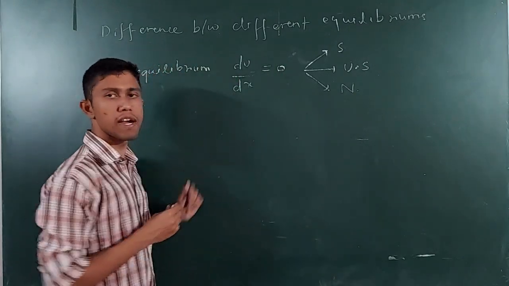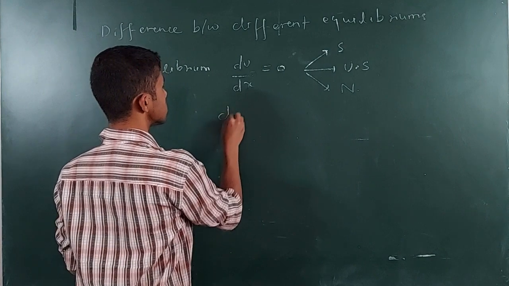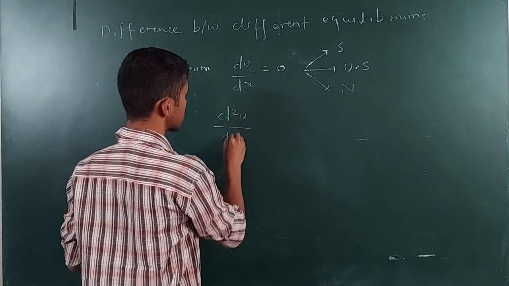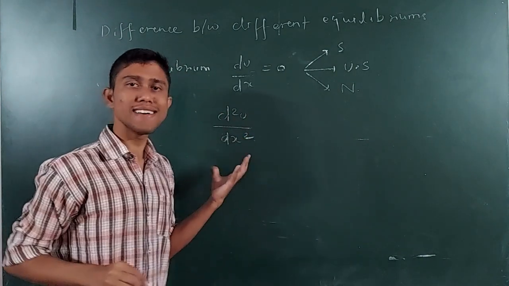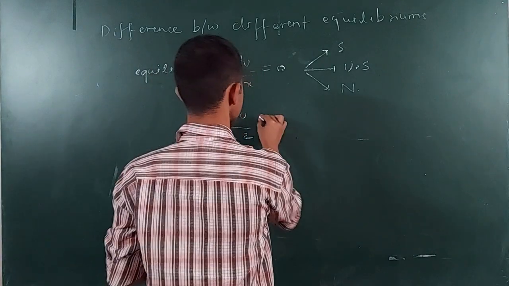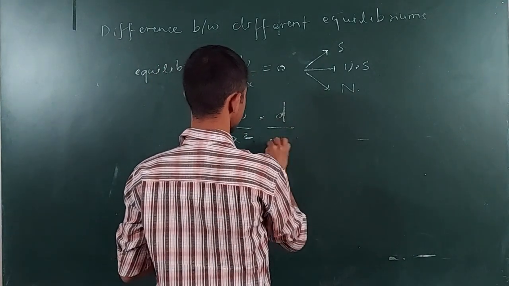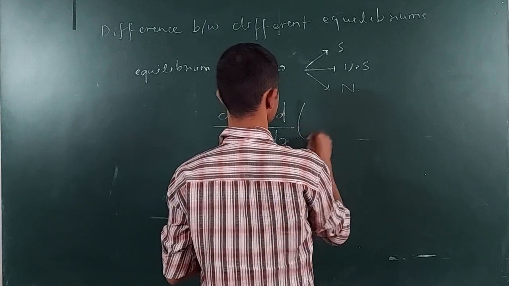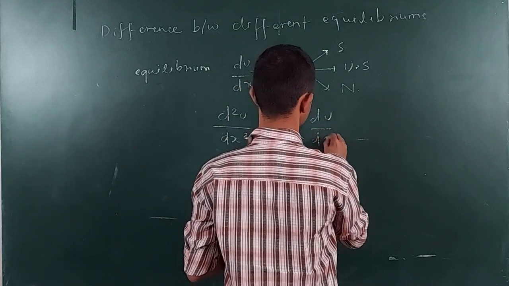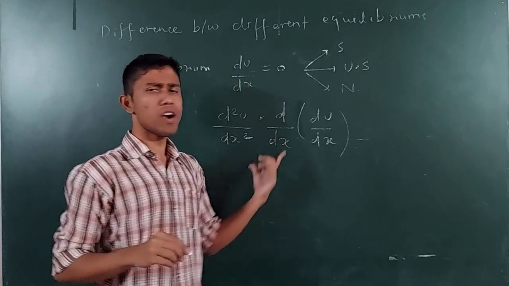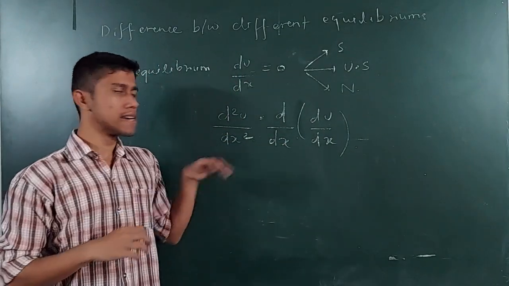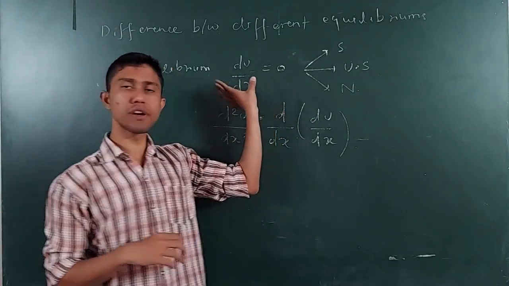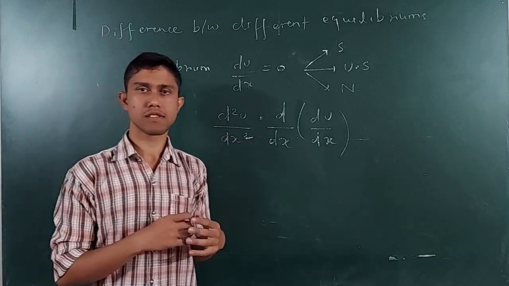So when I double differentiate this term, we get d square u by dx square. But what is this term? Double differentiation means what? I am going to differentiate this term again.